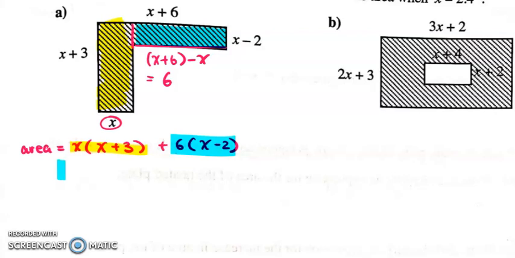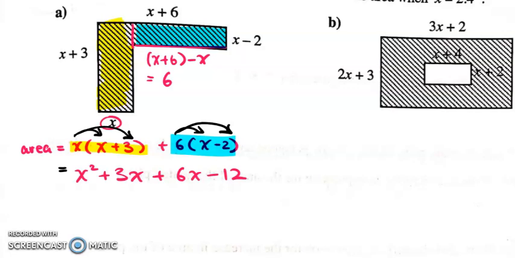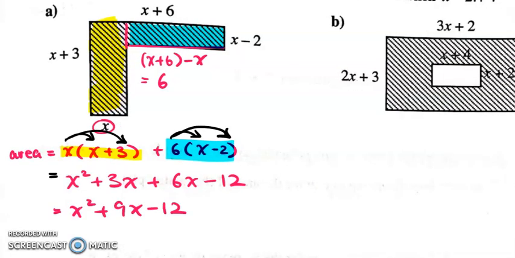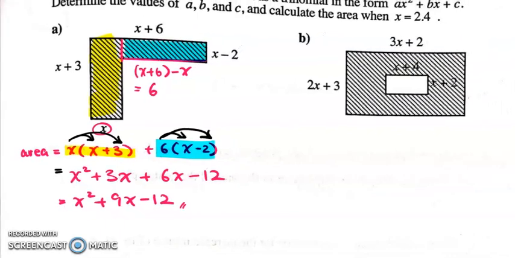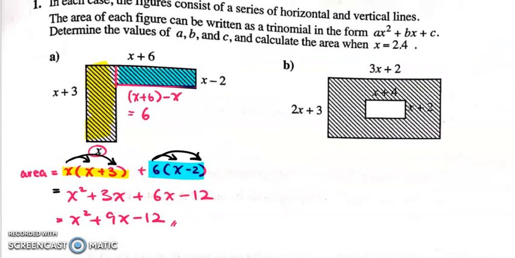We are going to use a distributive property here, monomial times a binomial, and then combine our like terms. And there we go, our area expressed as a trinomial. Now in the question it says to express it as a trinomial in this particular form, but to determine the values of A, B, and C and calculate the area when x is equal to 2.4.